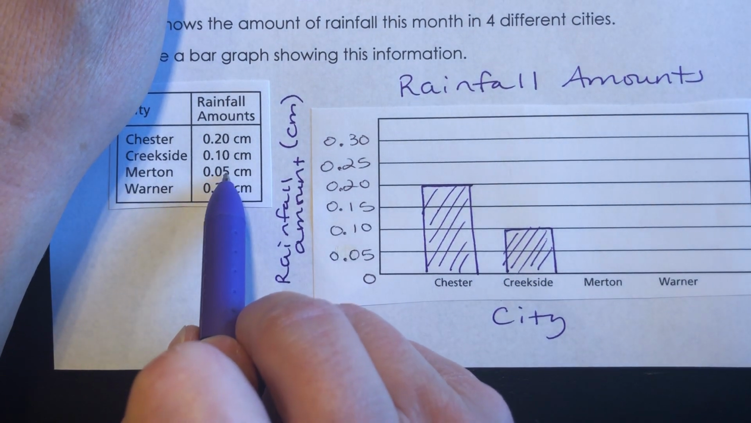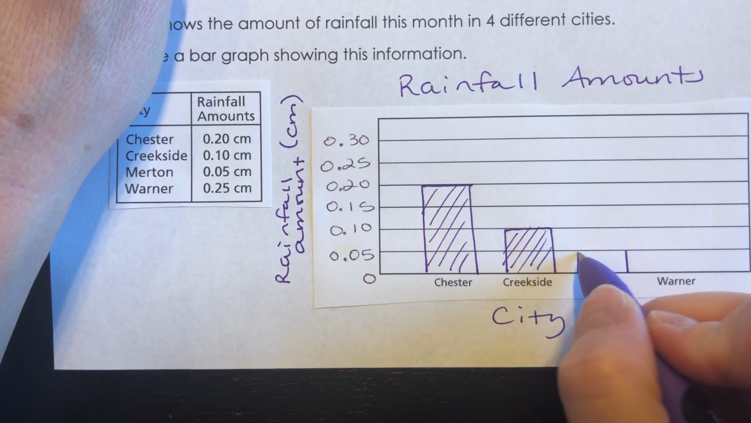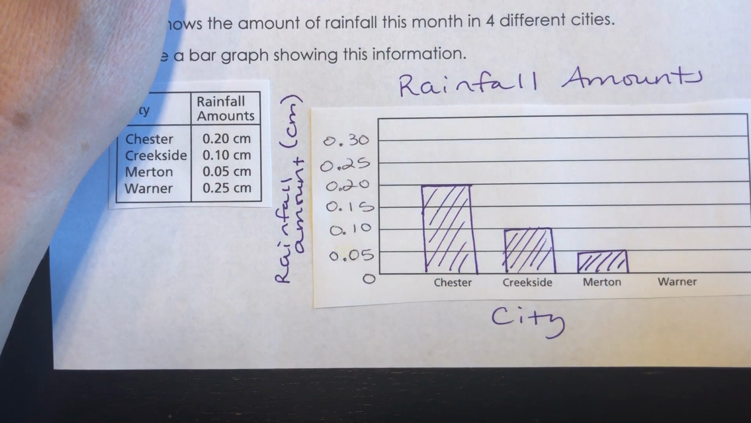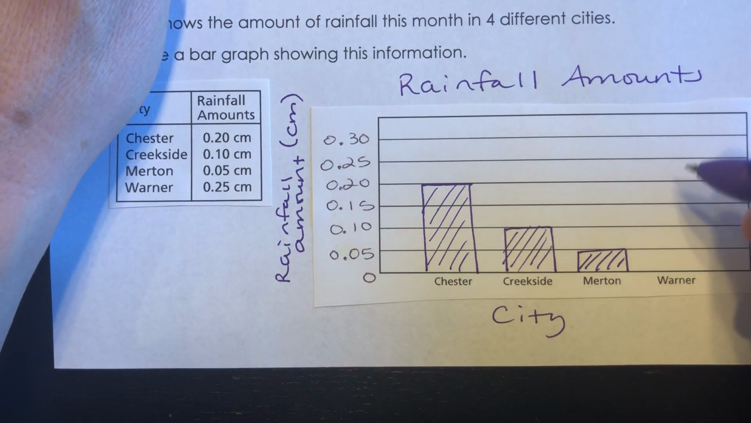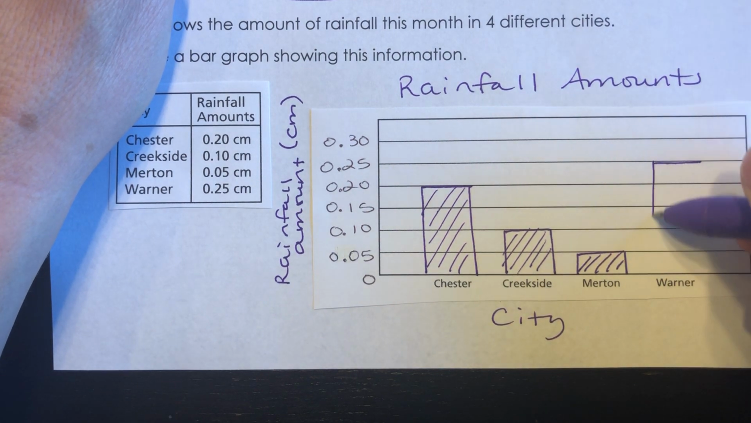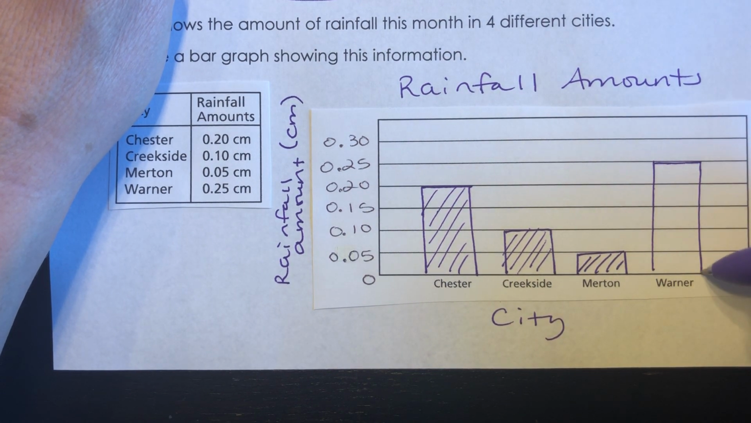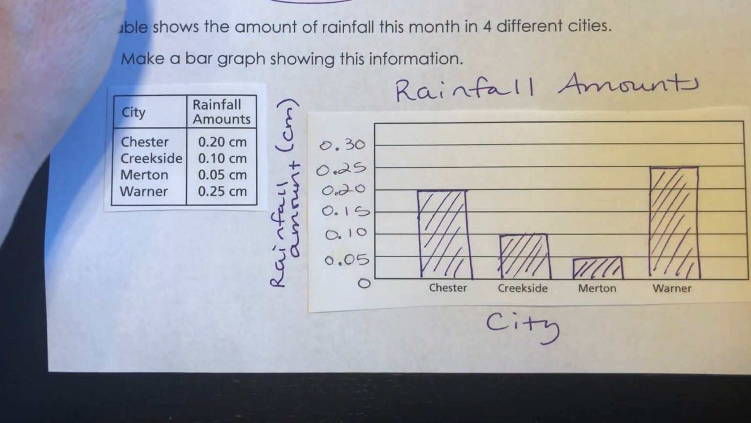Merton, 5 hundredths of a centimeter. That's this first section here. And Warner goes all the way up to 25 hundredths. So that's going all the way up to this one. I'll draw this part first. And there we go. Shade it on in. Okay, you're all set.